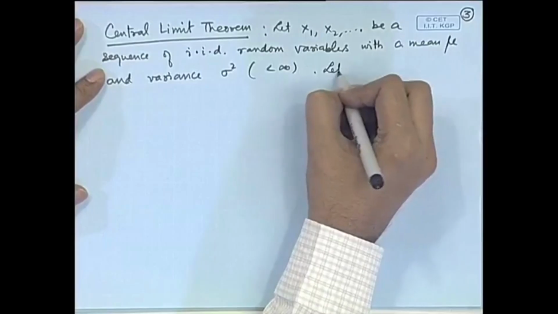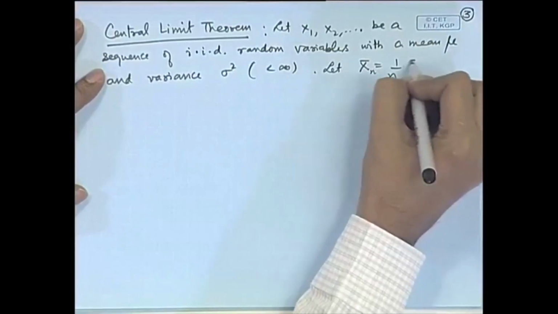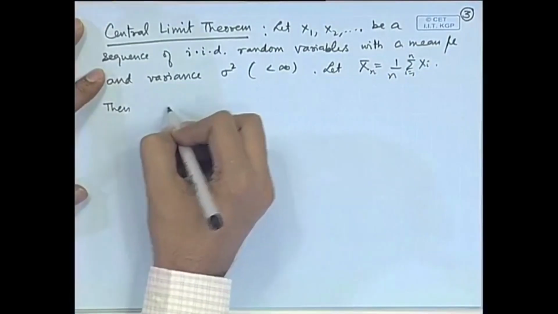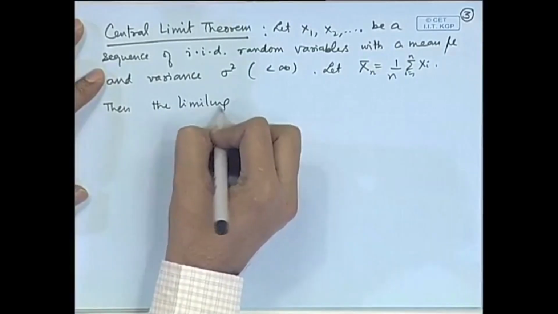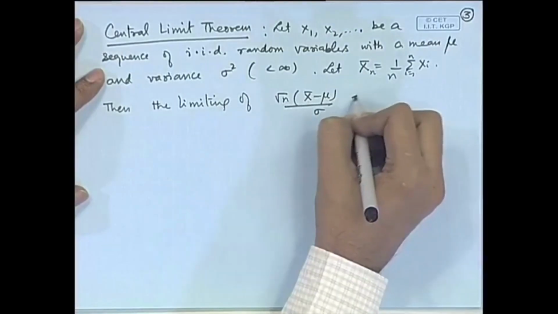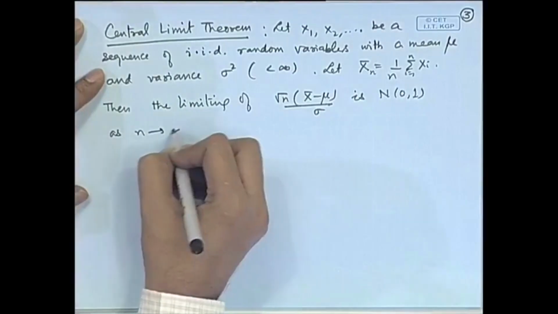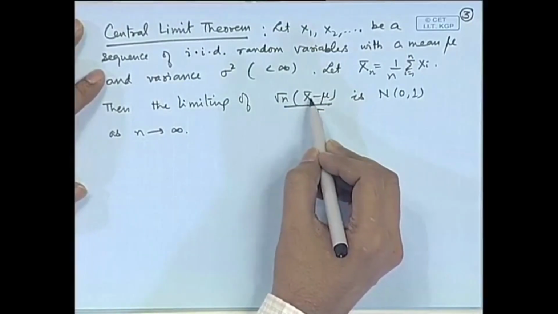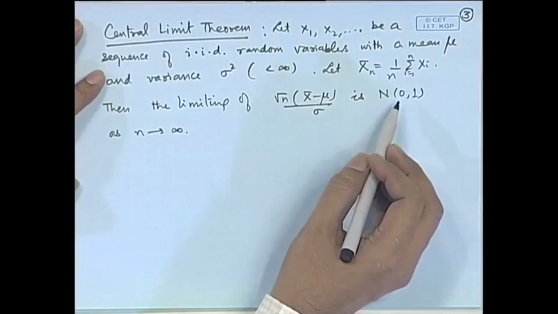So, if we are assuming that x n bar is the mean of the n observations, then the limiting distribution of root n times (x bar minus mu) by sigma is normal 0, 1 as n tends to infinity. That means the standardized sample mean has a limiting standard normal distribution.